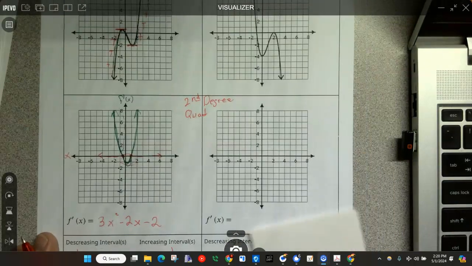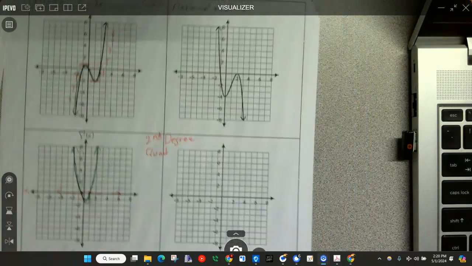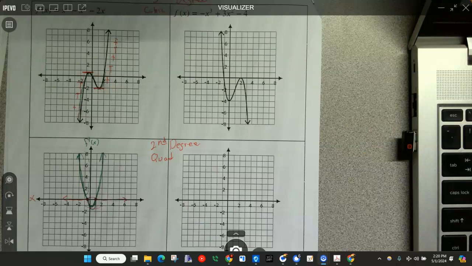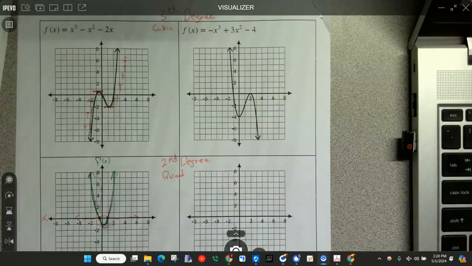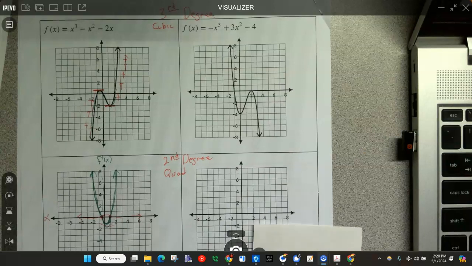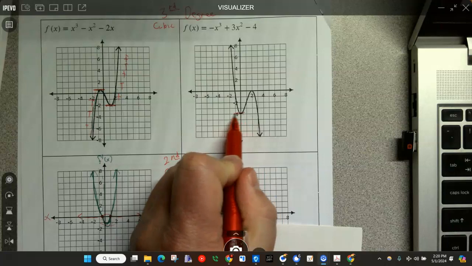All right, try the last one. Make a prediction. What will the graph look like? And why? And go from there. Just trying to build intuition here.